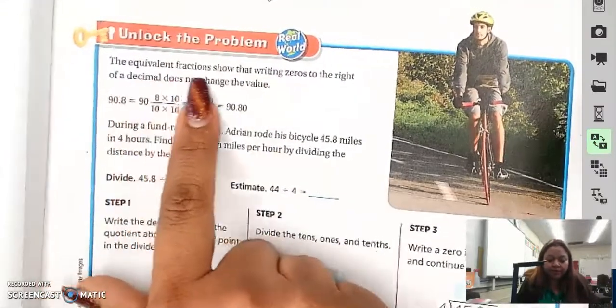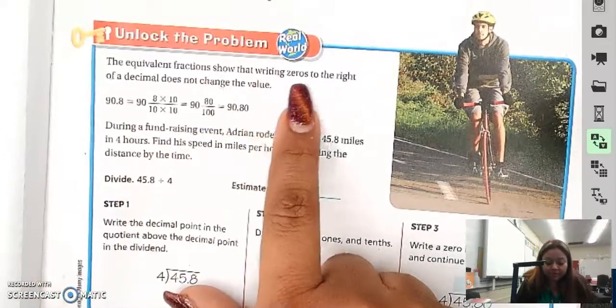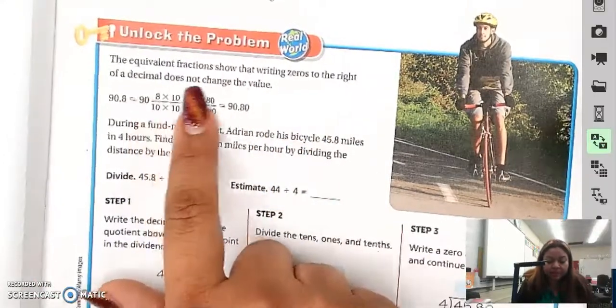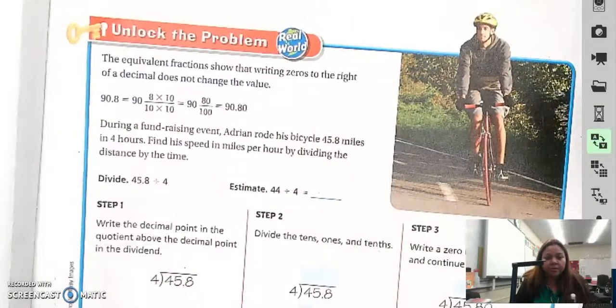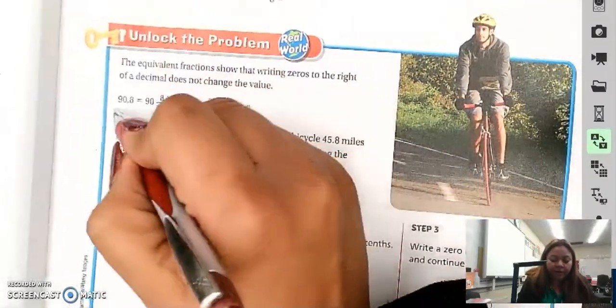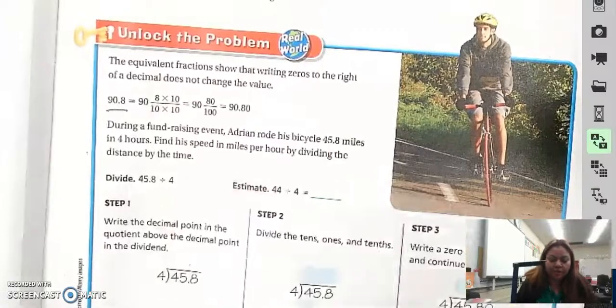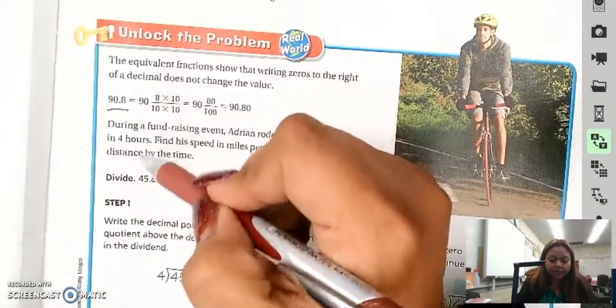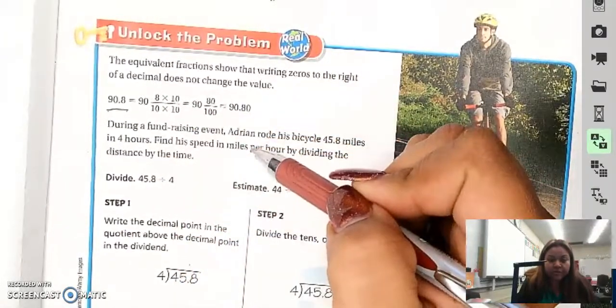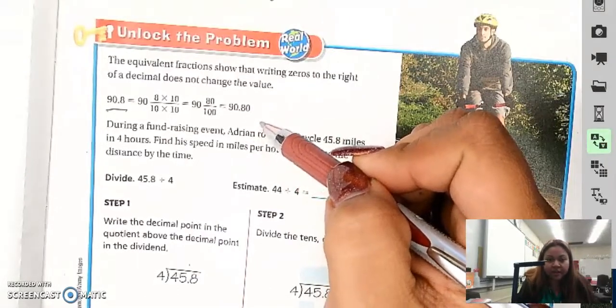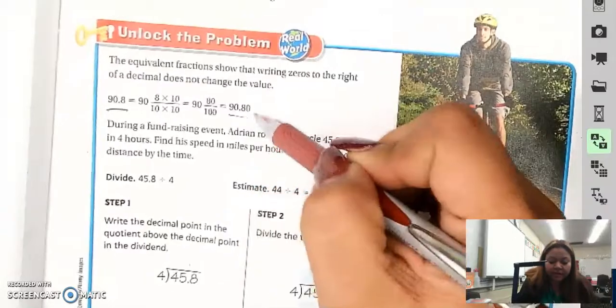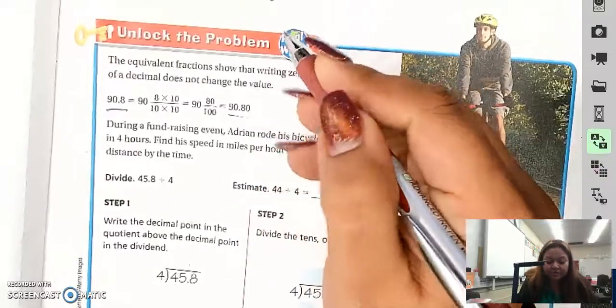The equivalent fractions show that writing zeros to the right of a decimal does not change the value. We've talked about this before: if you have 90.8, for example, and you add zeros to the right of the decimal, it's not going to change the value of the number. So we can say 90.80, and it's still going to be okay.